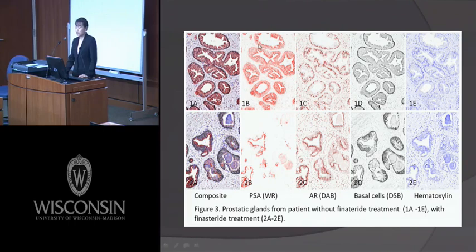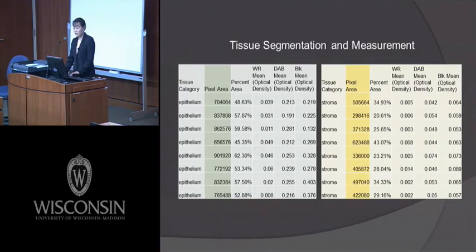So you can see in this one, that's prostate PSA highlighting luminal epithelium. This one is AR, highlighting nuclei, and you can see the dark black basal cells highlighted by CK5. And here, this is the hematoxylin stained image. So we did quantification. This highlighted area shows you the pixel area of epithelium in that image, and this highlighted area shows the pixel area of the stroma.